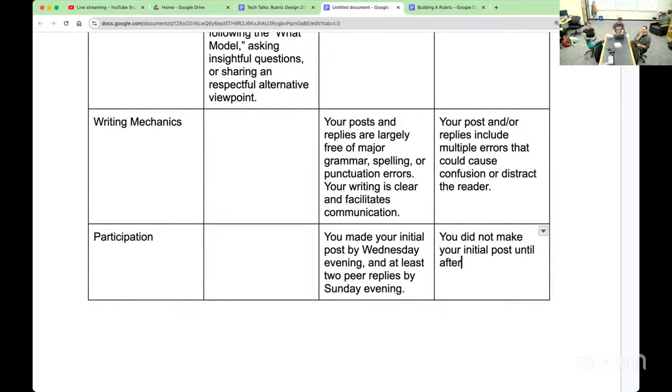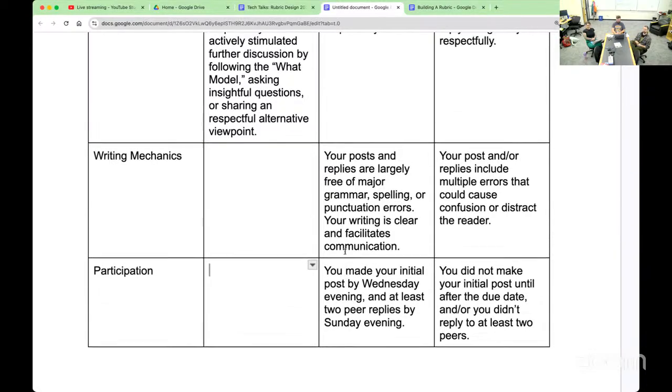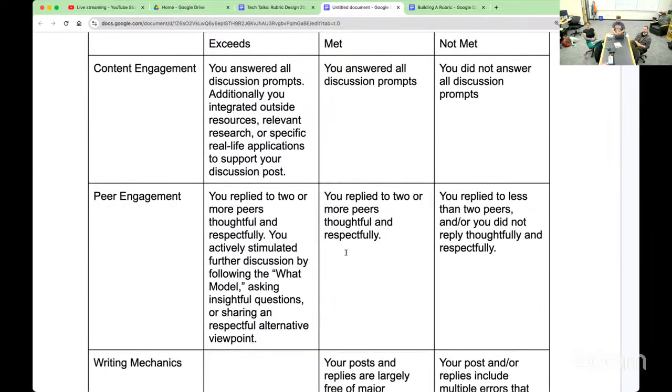In some rubrics or assignments, this might not be necessary. But for a discussion board where peer engagement is an important goal, I need people to have their initial posts, and so there's a logistical thing that happens. If I want them to do that, I'm going to have to make that part of the assessment, or else they're not going to be motivated to do that. So again, my not met is just you didn't make your post by the due date, or you didn't reply to at least 2 peers. And there's not really an exceeds for that category, so it's just you did it or you didn't. So that's the whole rubric.